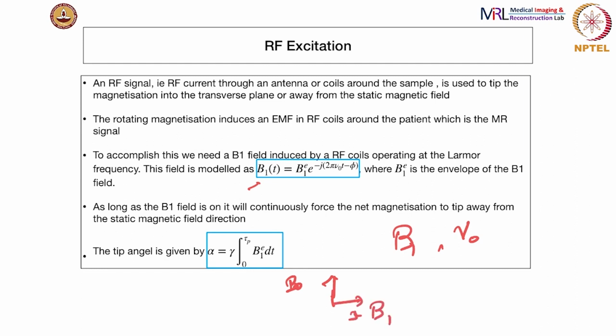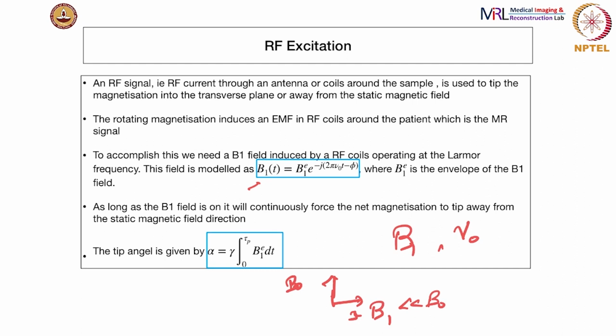Now what happened? We saw that M cross B, the torque is M cross B. So when you apply this B1, this will also produce a torque. However, the B0 field is always much stronger. This B1 field is much lesser than the B0 field, so it won't be able to influence that magnetization much, because the B0 field will eventually also have a torque on it.